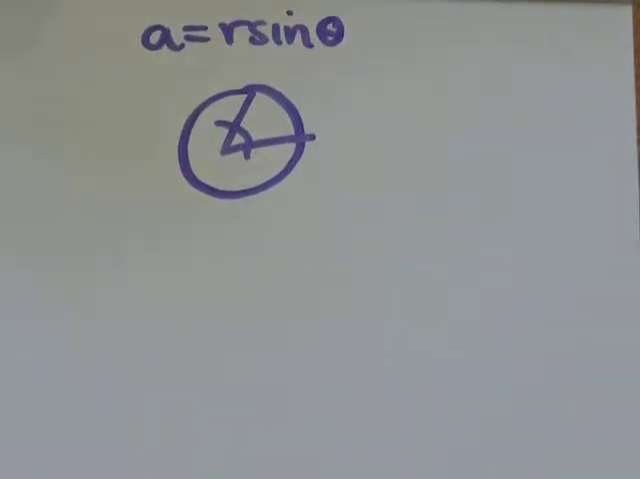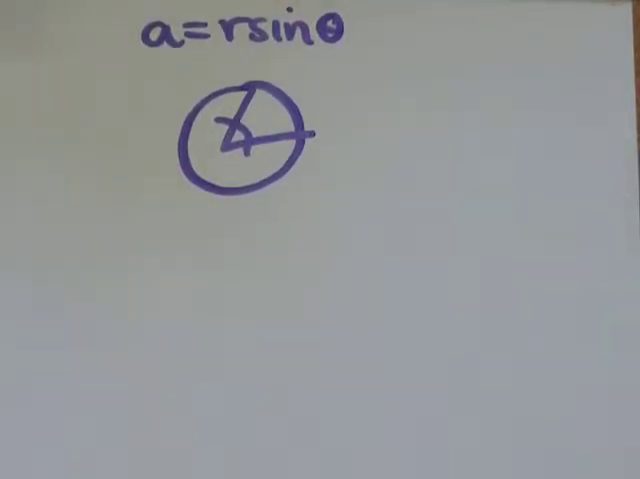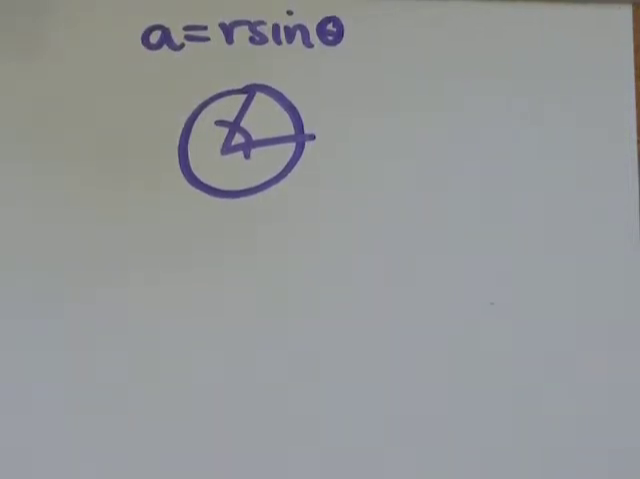Hey everyone! In this video we are talking about how and when you would use the formula A equals R sine theta. One thing to keep in mind is that this will only work for a question in radians. If theta is given to you in degrees, you need to convert it to radians. I have a video on how to do that. If you're not sure, you can check that out. But we'll do an example like that in this video too.